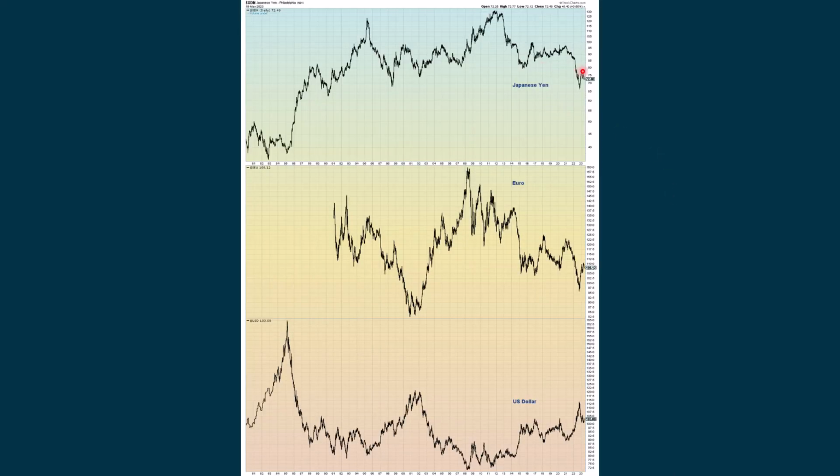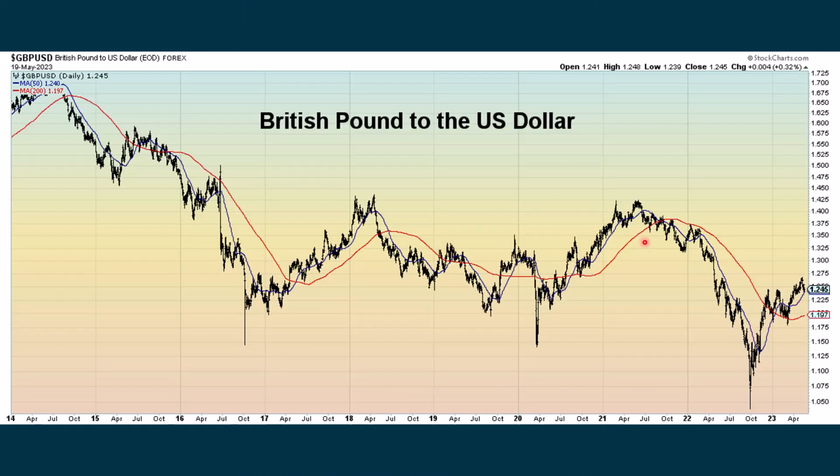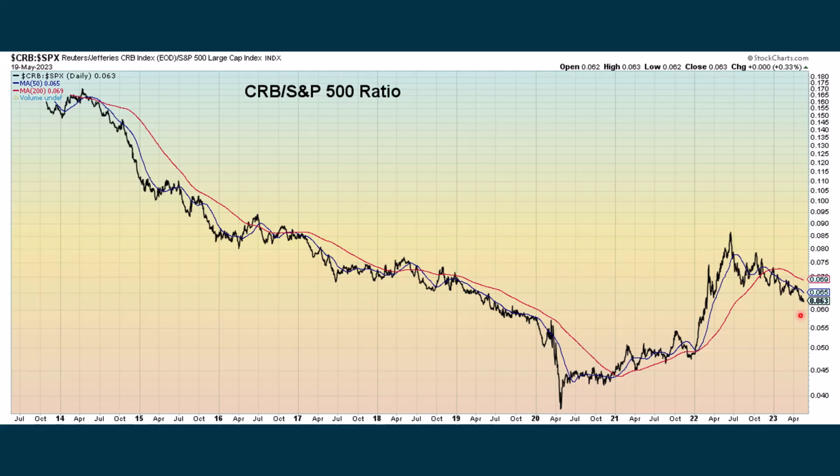And we also have the Japanese yen, which has shown some recent weakness, and the euro recent weakness as the dollar's been trying to bounce back up. The Japanese yen is still in an overall uptrend compared to the dollar, and the British pound is also in an overall uptrend.